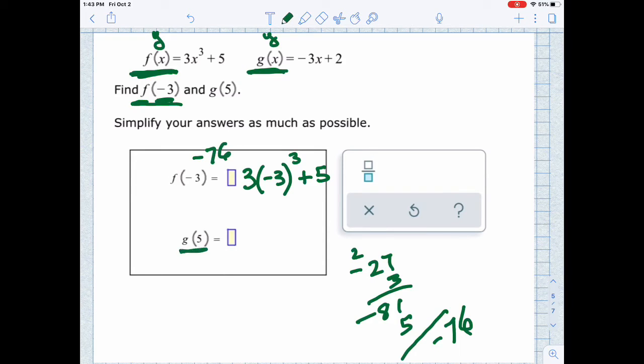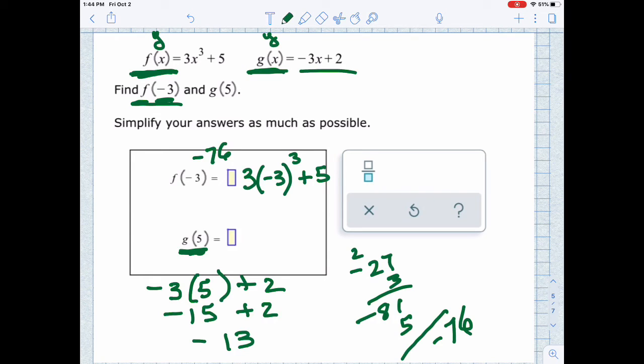And then the g of 5 tells me to plug in a 5. And by the way, you can have your calculator handy. I just didn't bring mine where I am talking right this minute. So g of 5, I'm going to use the g equation, negative 3. I'm going to plug in the 5 right where x is, and plus 2. So I have negative 15 plus 2 gives me a negative 13, correct? If I did my math right. That'll be the answer there, and that'll be the answer there.